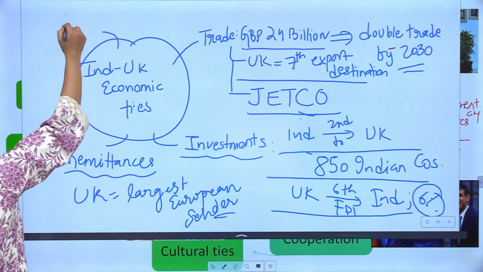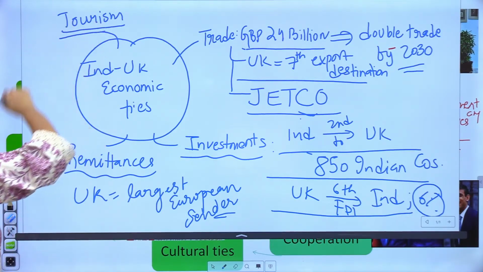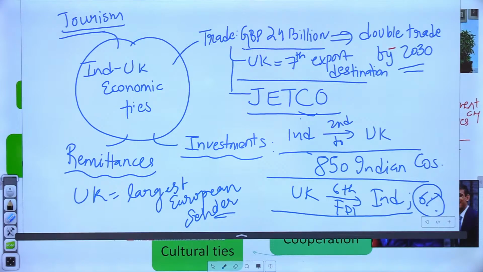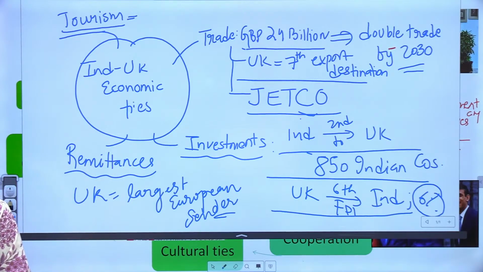And finally, if you consider the tourism sector, the economies of both the nations are also benefiting a lot, right? UK is the second largest source of tourist arrivals for India. India में जितने भी tourists आते हैं, second largest of them are coming from UK, right?